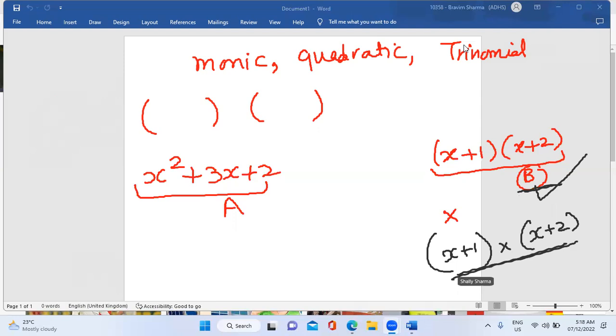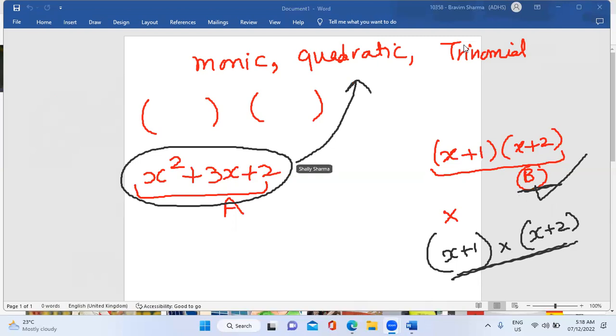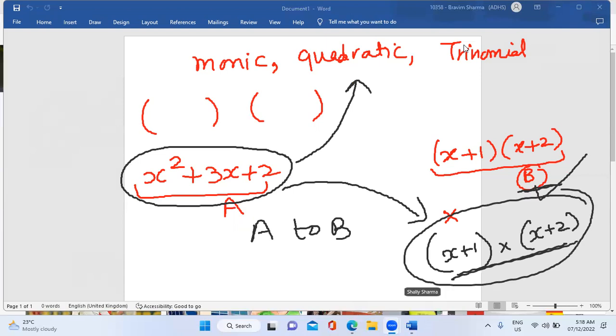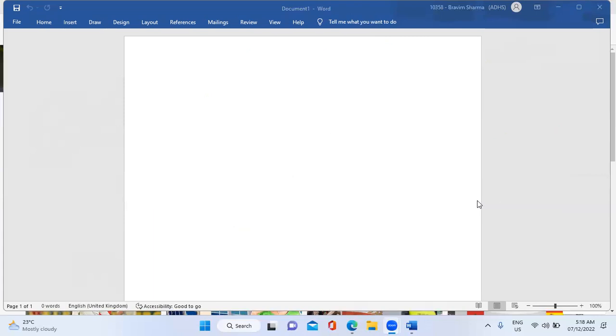So now what we have to do, and this is a monic quadratic trinomial, is go from here to here. We have to move from A to B. Just remember this thing. As we come to know that we have to factorize, we should get an image like this in our mind, because it is a product of two expressions. And we have a monic quadratic trinomial, so it will move to this kind of form: x plus something times x plus another thing.